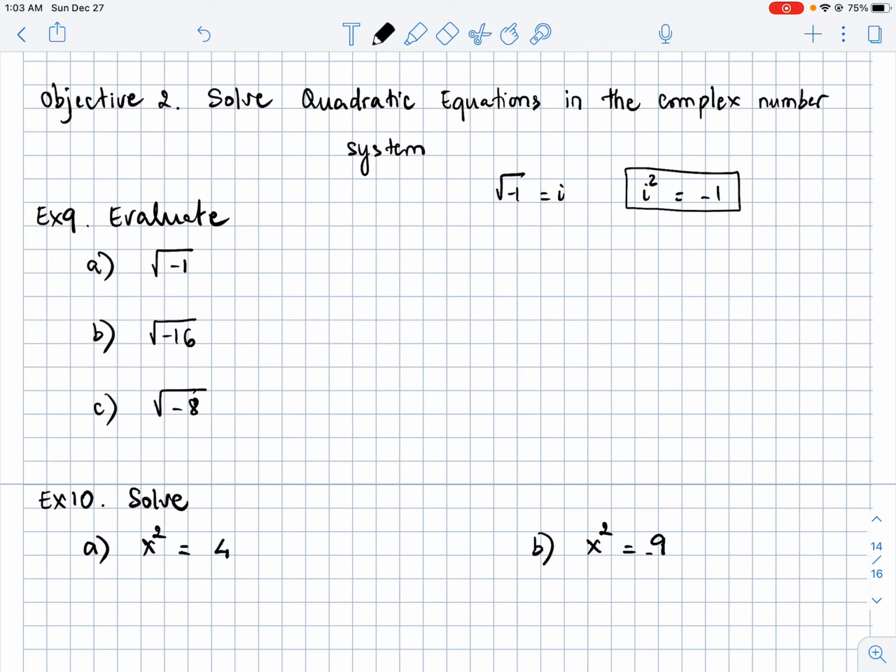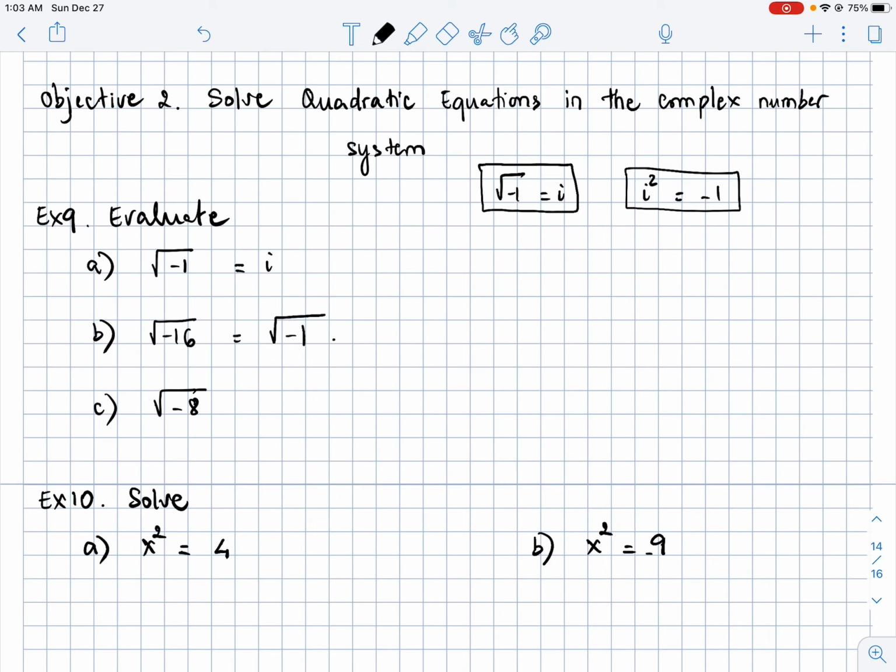So we have been using i squared equal -1 in objective number 1. So in objective number 2, we will use more. Square root of -1 is i. So the first one, the answer is i. For the second one, I will separate.